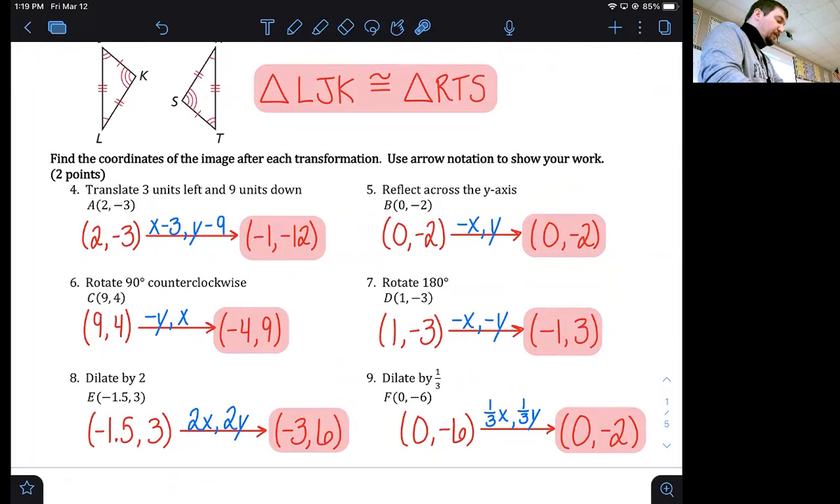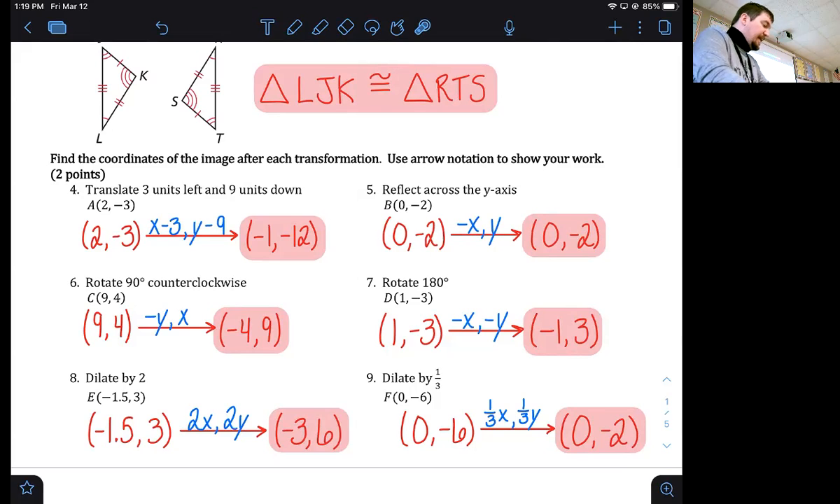For number 5, reflecting across the y-axis means you take the opposite of the x coordinate, but you don't flip anything. So just 0, -2. Number 6, rotating 90 degrees clockwise, take the opposite of the y coordinate and flip it. So that gives you -4, 9. Rotating 180 degrees for number 7 means you take the opposite of both, but you don't flip. So that's going to give you -1, 3.